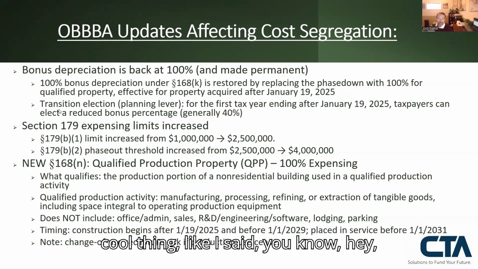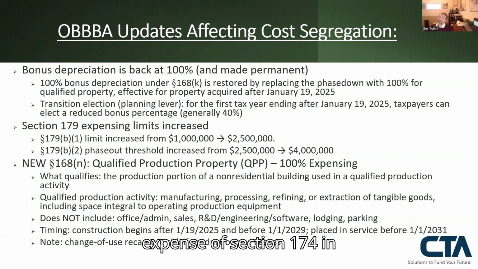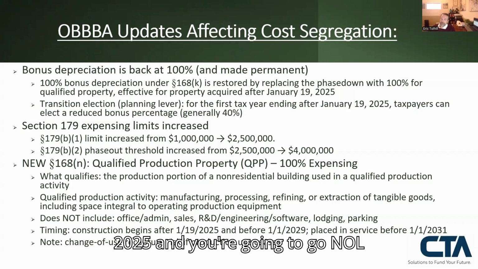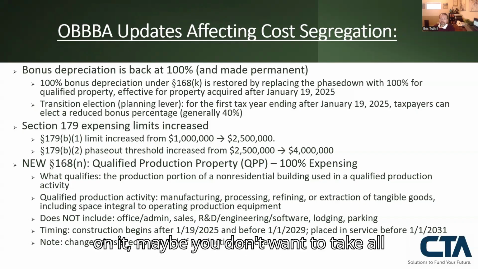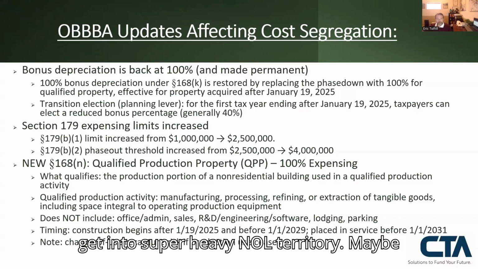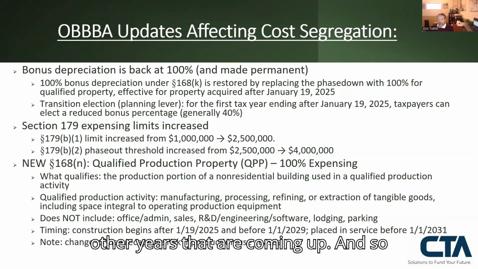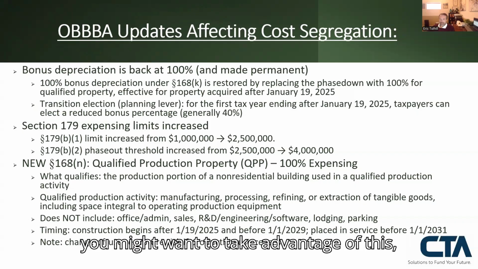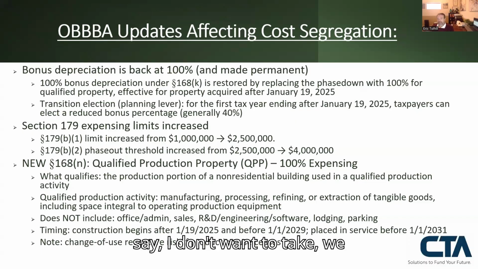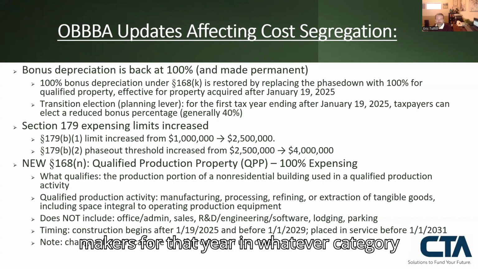And then there's a cool thing. If you ended up with a huge expense of Section 174 in 2025 and you're going to go NOL on it, maybe you don't want to take all your bonus then, because you don't want to get into super heavy NOL territory. Maybe you want to push it over into some of the other years that are coming up. We all know that we have the ability to completely elect out of bonus depreciation. We can just go straight MACRS for that year in whatever category that we want, right?